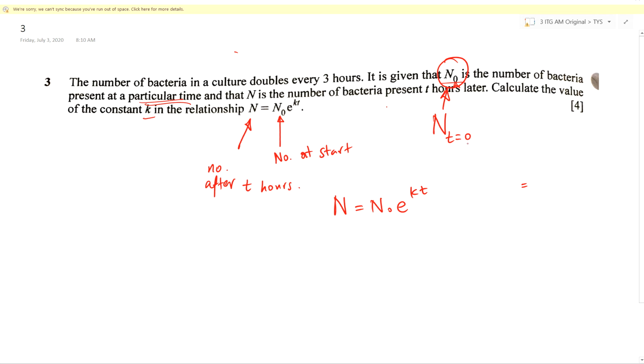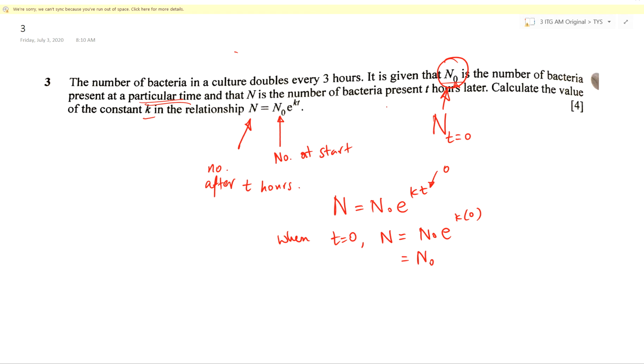When time equals 0, this becomes 0. Right? 0 times K, don't care. It will just give you 0. E to the power of 0 is just 1. Am I right? Then the number at the start will therefore be equal to N naught. So that's what it means when time equals 0. N equals N naught, E power K times 0. So N equals N naught.